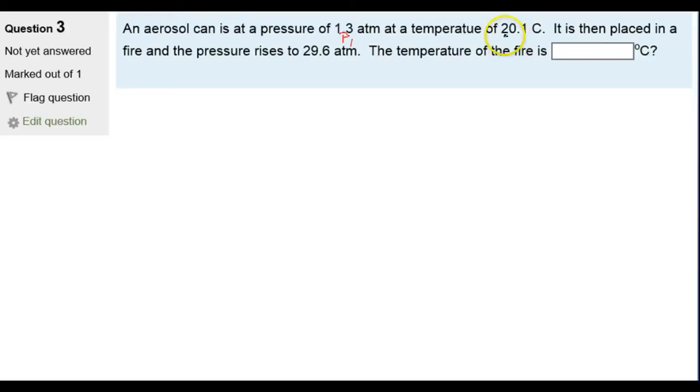At a temperature of this right here will be your starting temperature. It is then placed in a fire and the pressure is increasing to this. So the pressure has increased to this, and we want to know what T2 is going to be. So we are asked to find what the new temperature will be.